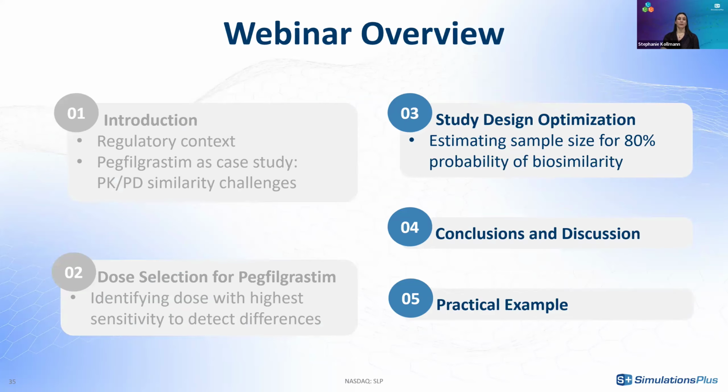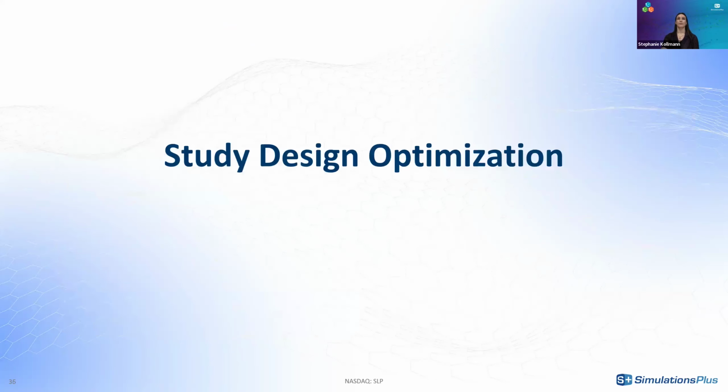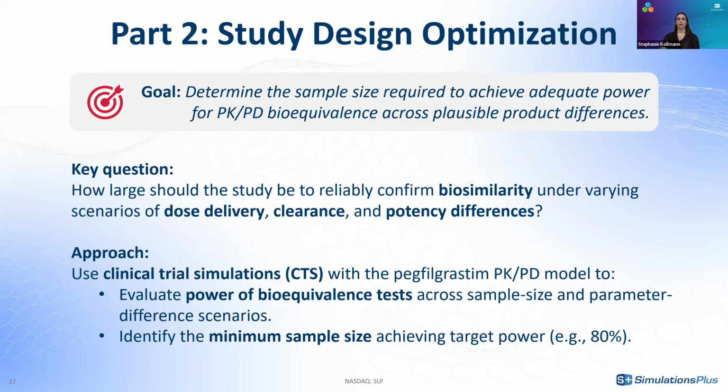So now we move to the second part of the analysis, optimizing the study design by estimating the sample size required to achieve 80% probability to confirm biosimilarity. So the goal here is to determine how large a study must be to reliably demonstrate biosimilarity for pegfilgrastim, given realistic differences between a reference and the biosimilar. And again, we focus on the three key sources of variability: dose delivery, clearance, and potency.